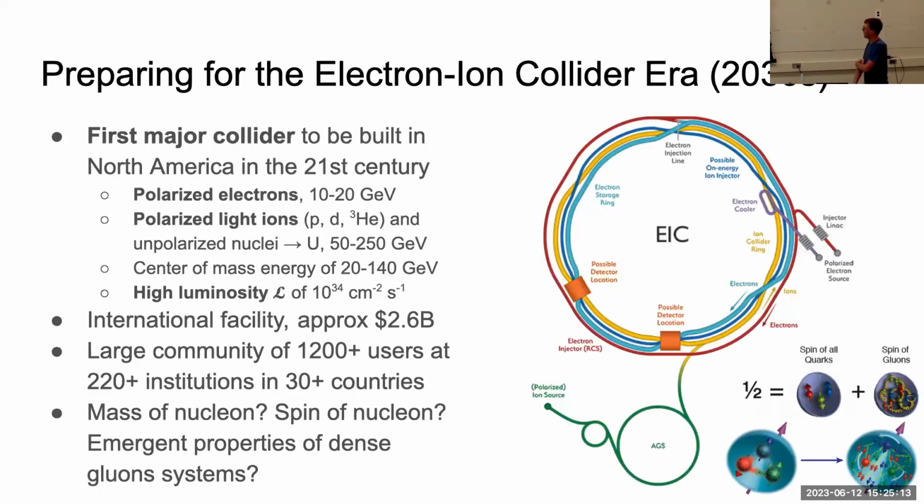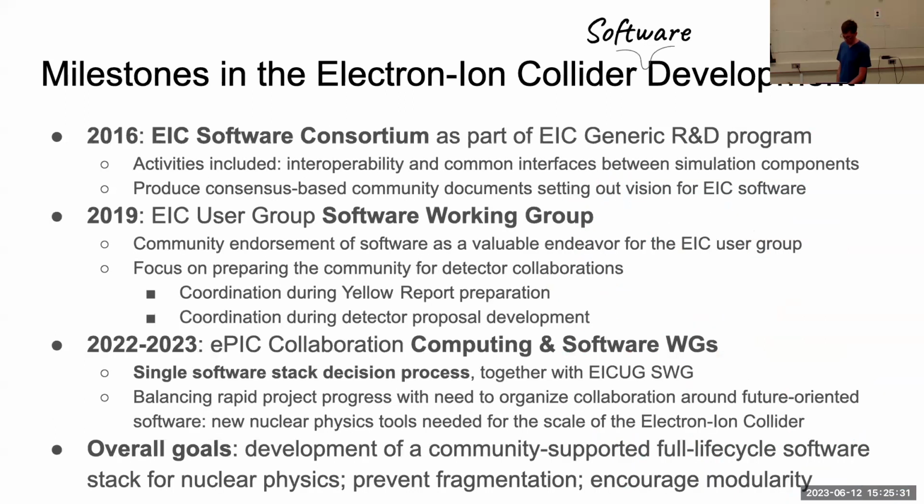All this, EIC, so what's new? Large luminosity, so that's going to affect the software in particular. Polarization doesn't necessarily affect the software as much. The international community is affecting the software, so those are the two things to highlight here.